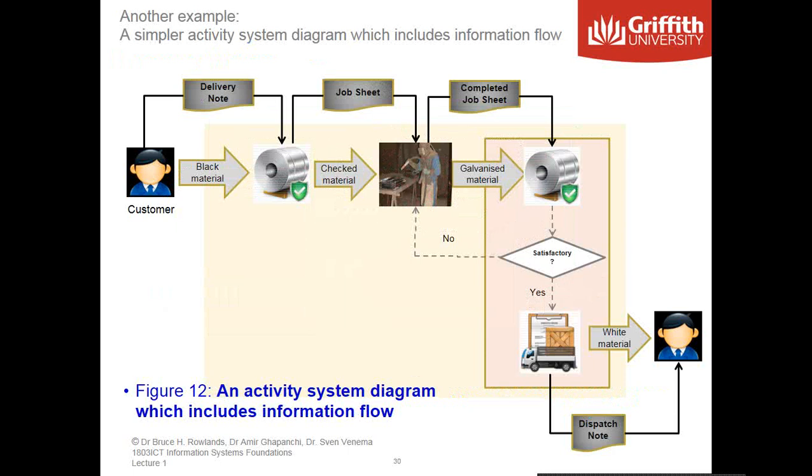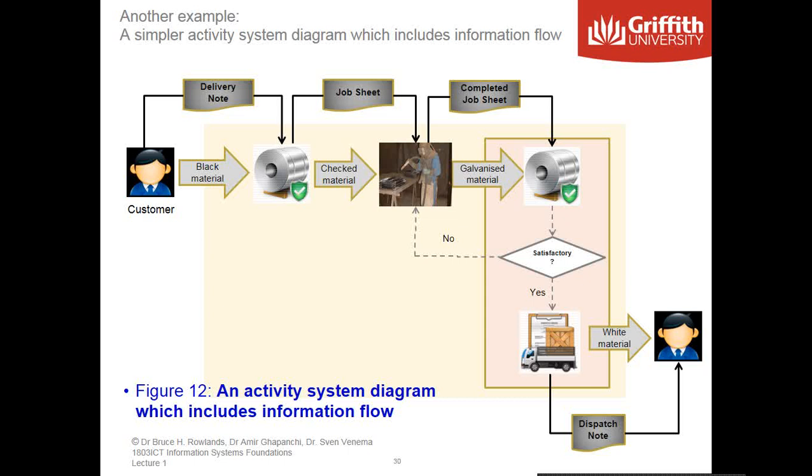So here's the simpler one, a nicer looking one, which doesn't use the standard symbols. So what you can see is the customer, now it looks like a Lego dude, and they have some black material, and it doesn't look like black material to me, but I guess that may not be the right picture. And there's a delivery note. So this one has extra information. What's the extra information? The delivery note, right? We're now also modeling the flow of information between these things.